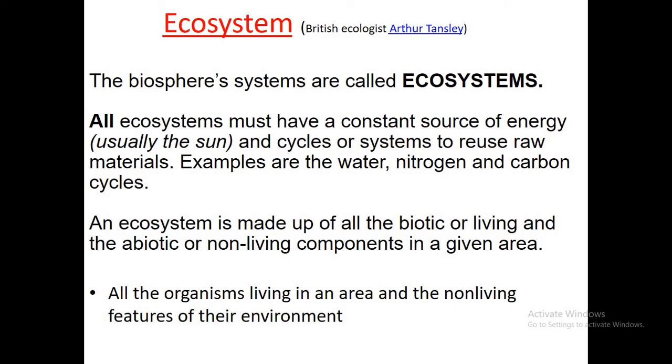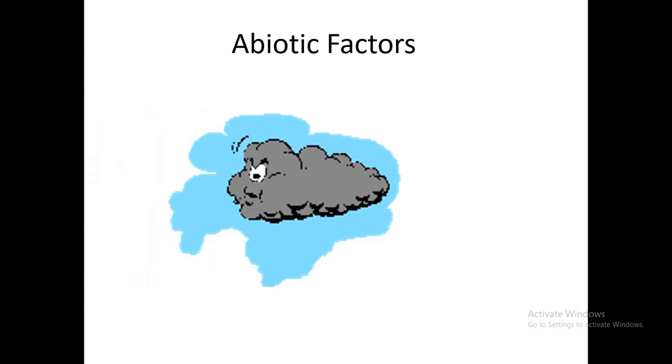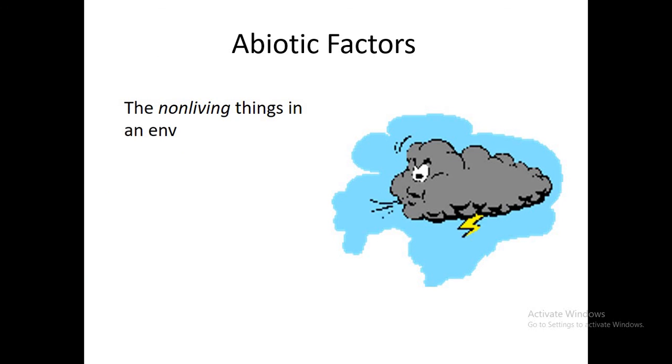An ecosystem is made up of all the biotic or living and the abiotic or non-living components in a given area. That means the ecosystem includes both biotic and abiotic components: all the organisms living in an area and the non-living features of their environment. This is all about ecosystems.